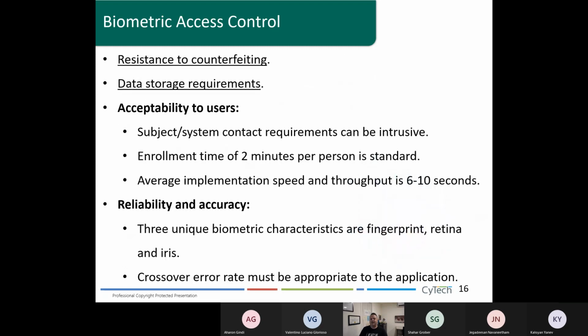And then the user acceptance that we mentioned before: users' attention for the enrollment process can potentially get up to 2 minutes. So anything above that is not acceptable by the users, and the average attention they can give to the process of authentication is 6 to 10 seconds. Okay, so you need to remember these numbers for your CISSP exam because there might be some questions on the user acceptance limitation.